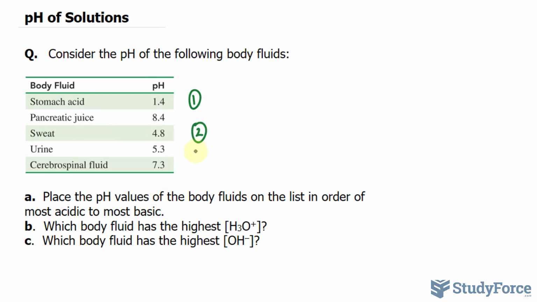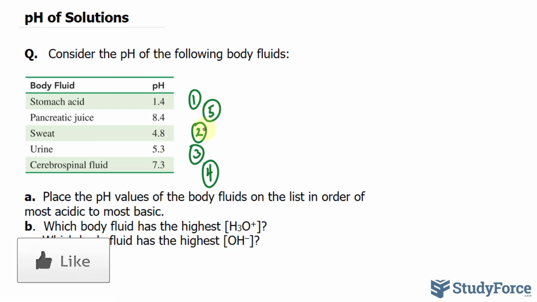Then comes urine. And just a side note, whenever you sweat, let's say you're playing a sport and sweat goes into your eyes, one of the reasons why it stings is because it is more acidic than other parts of your body. Fourth is cerebrospinal fluid. And lastly, pancreatic juice is slightly basic because it's greater than 7. So that's fifth on the scale.